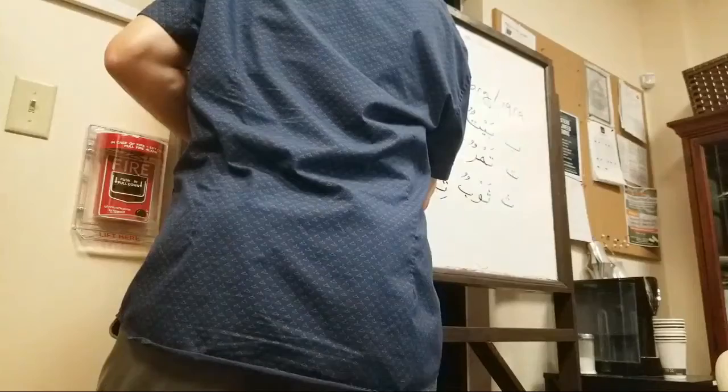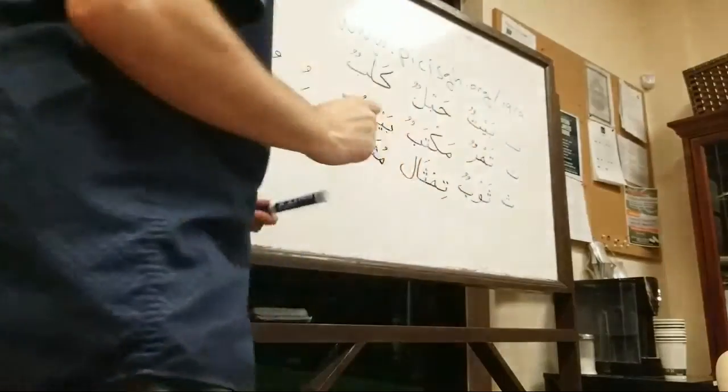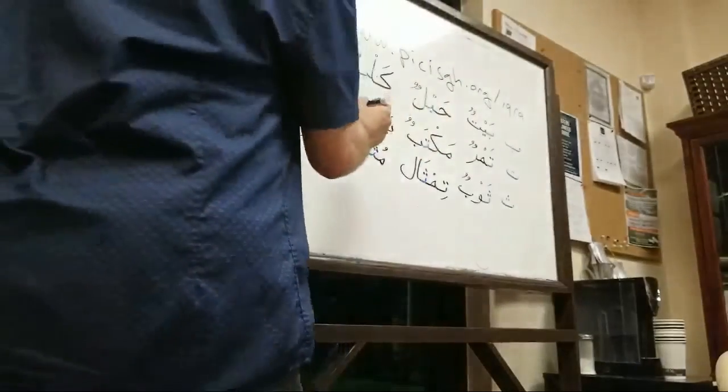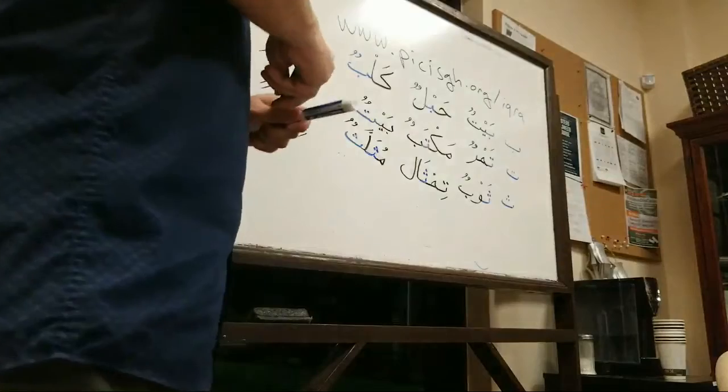Okay, so the next one is Timthal. The next word has two thals. Mim, tha, lam, and then tha. So here the vowels are: Muthal. Muthallathun. Correct, mashallah, correct.